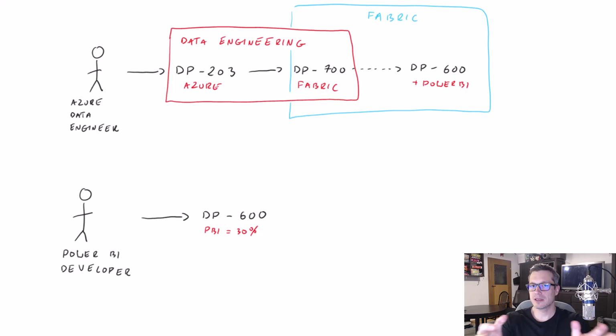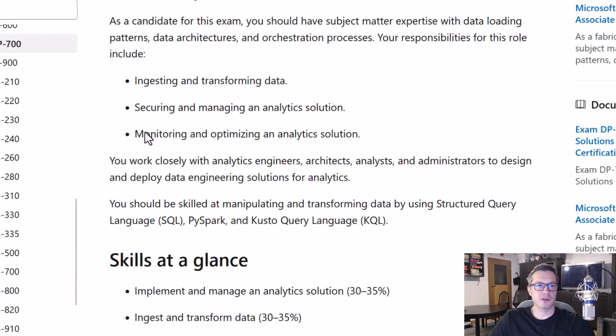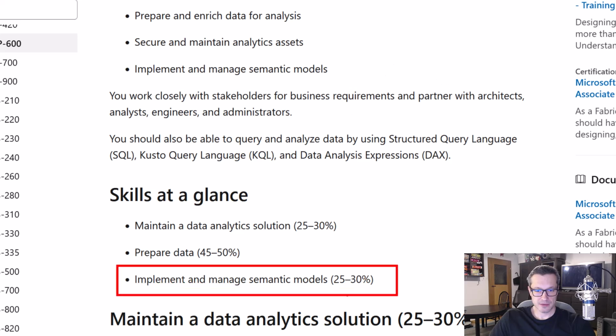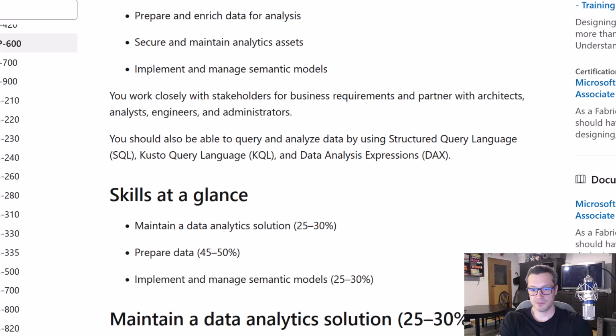So you would have less other stuff to learn. And you can verify this by going to the DP-600 study guide, and you will see that yes, indeed, 25 to 30% of the whole exam scope is about semantic models, which is Power BI, simply put. So yes, that's the way to go.